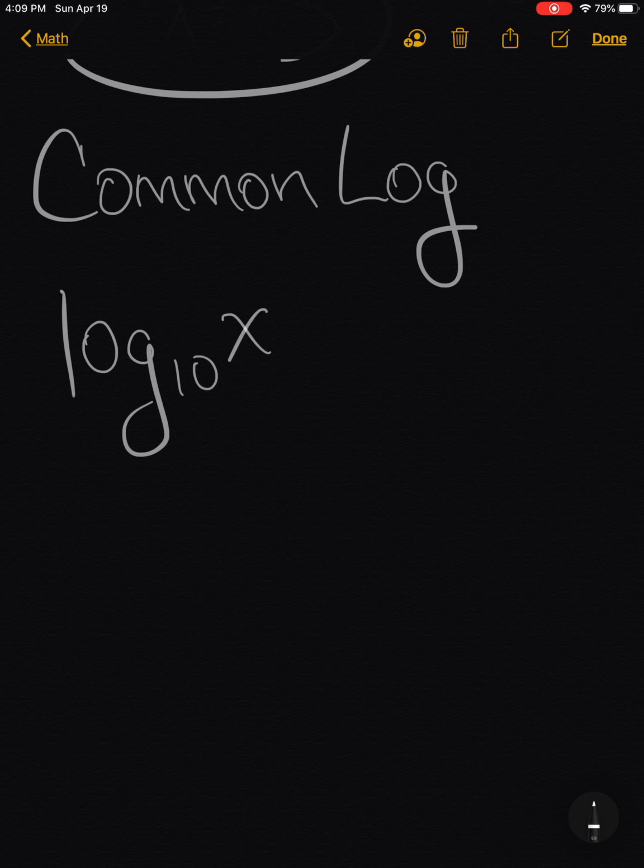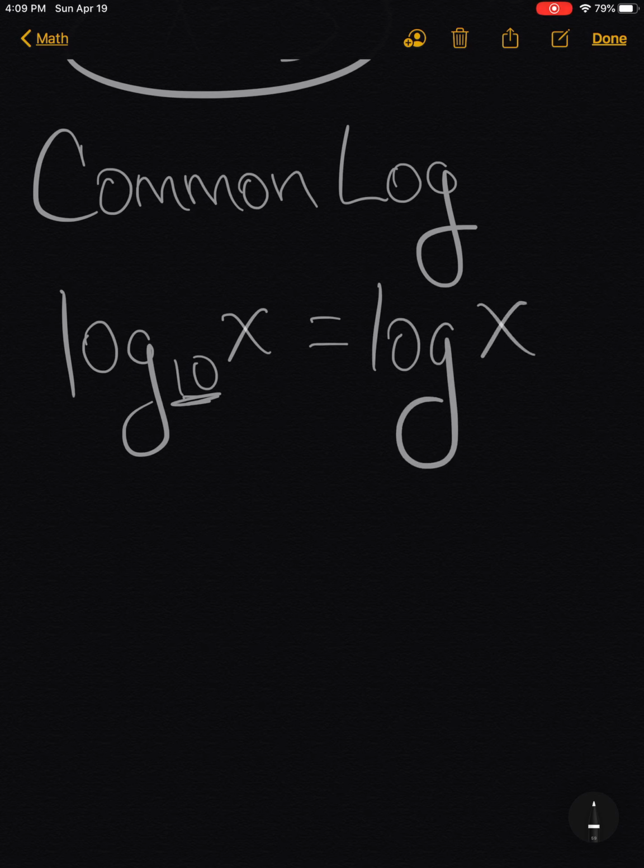So what makes this special is that this is something you can use your calculator for. So you're not going to ever see this 10. Instead, what you're going to see is just the word log and then some number. They don't actually write the 10 there. So when you don't see the 10 in this spot and you just see a blank, that automatically means that it's base 10, and for those you can use a calculator.